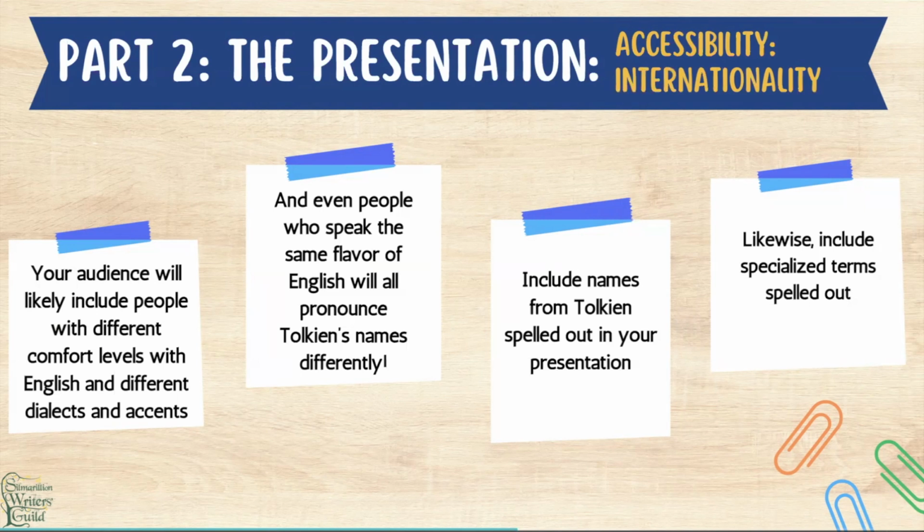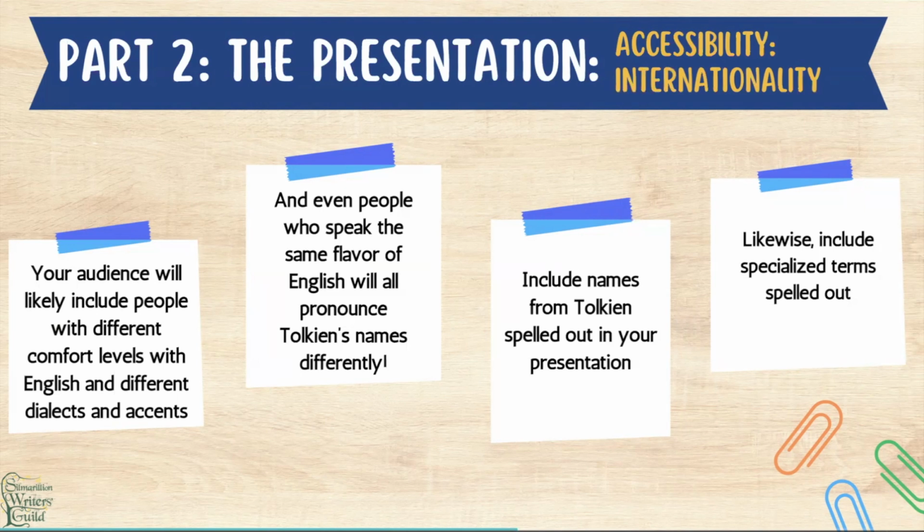Everybody's going to pronounce Tolkien's names differently. Even if you're talking about people who come from the exact same flavor of English, everyone's going to pronounce those names differently. And if you add on dialect and accent and varying levels of comfort with English, then it's going to get tricky when all those different pronunciations are floating around out there to know what you're talking about. So my recommendation is to definitely spell out, include in your presentation, Tolkien names that you're using.